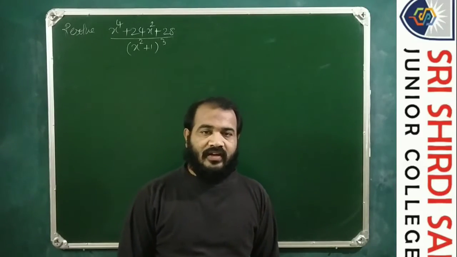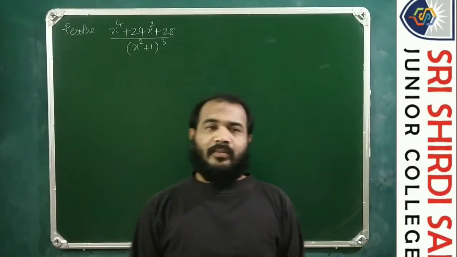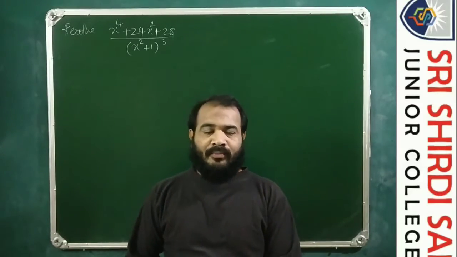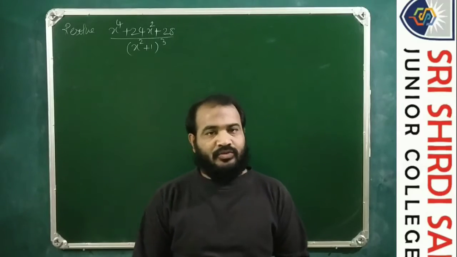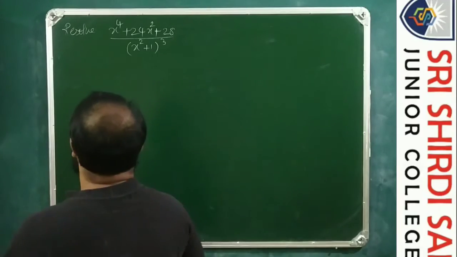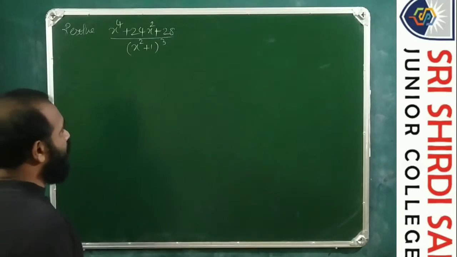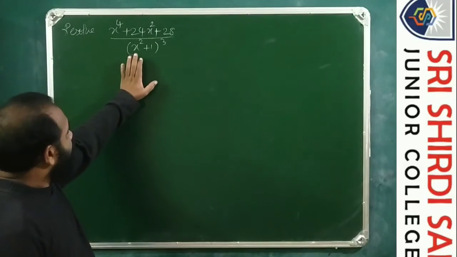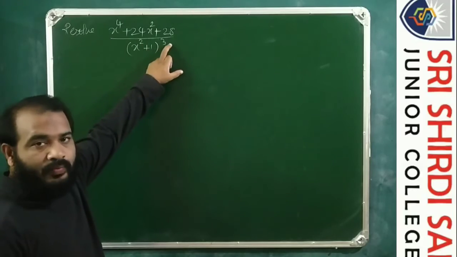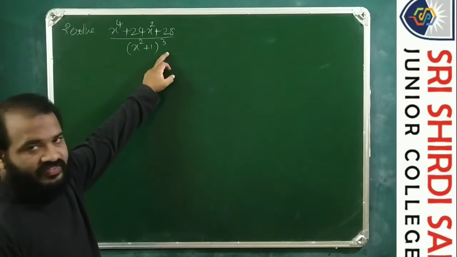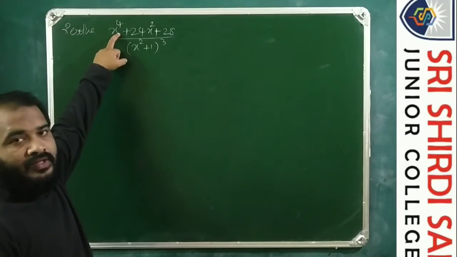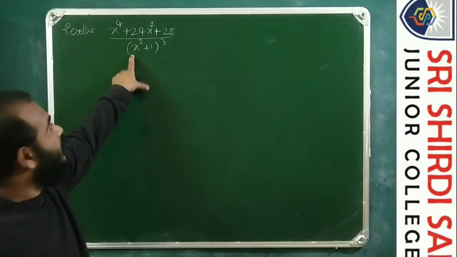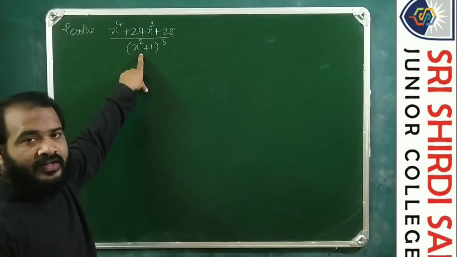Good morning students, let us continue from where we stopped in the previous video and work out the very few examples that are left in the textbook. Resolve x power 4 plus 24 x square plus 28 by x square plus 1 whole cube. So this is x power 2 whole cube, so this will be x power 6. Here x power 4. So the degree of the numerator is 4 and the degree of the denominator is 6. So degree of f of x is less than degree of g of x.